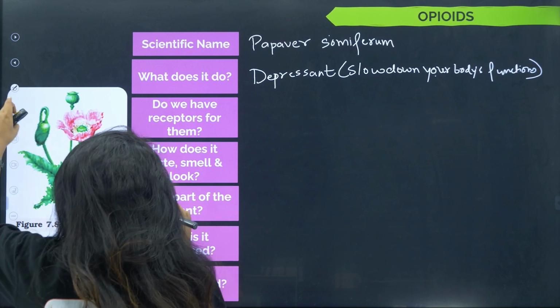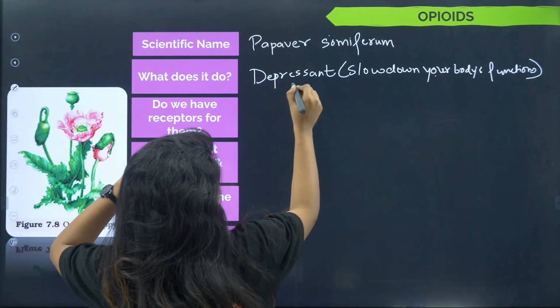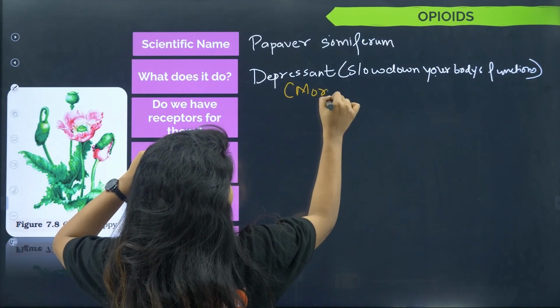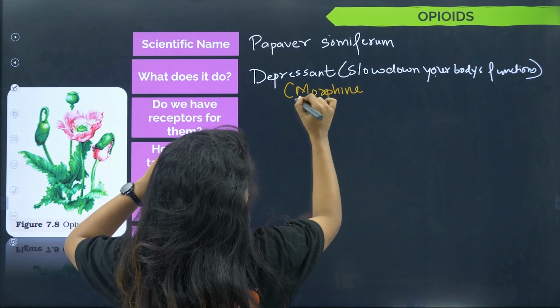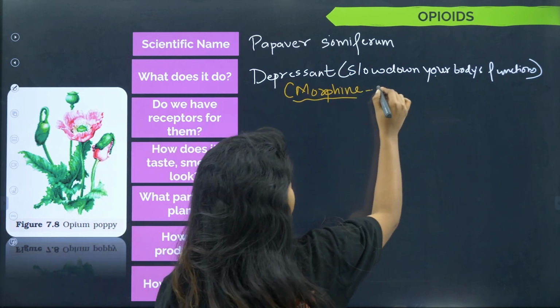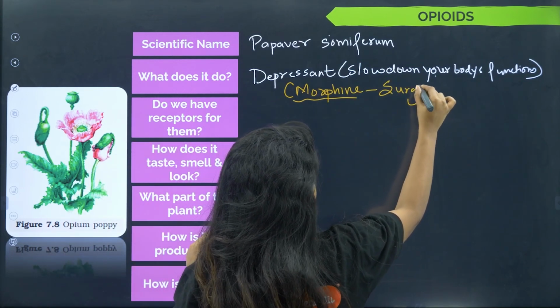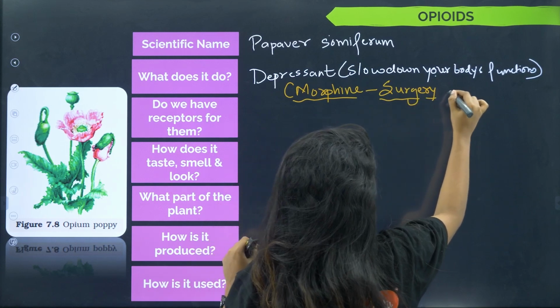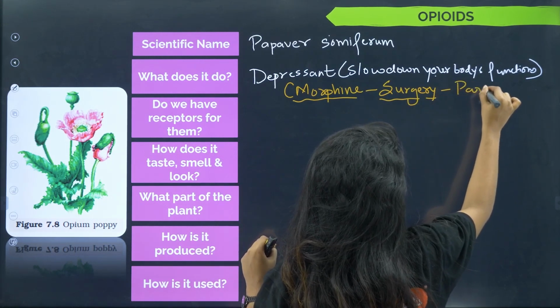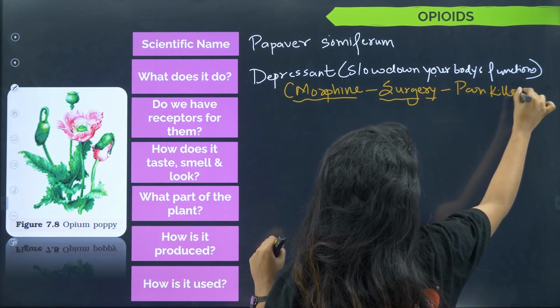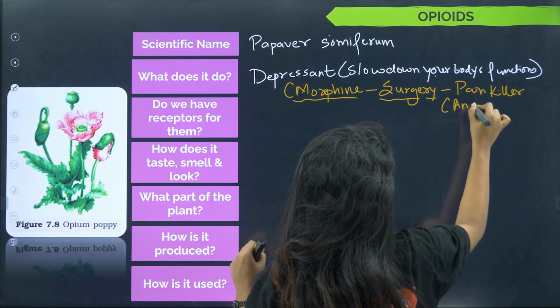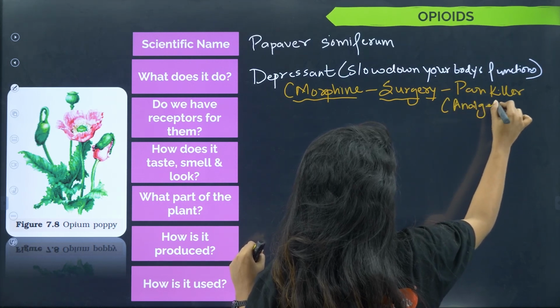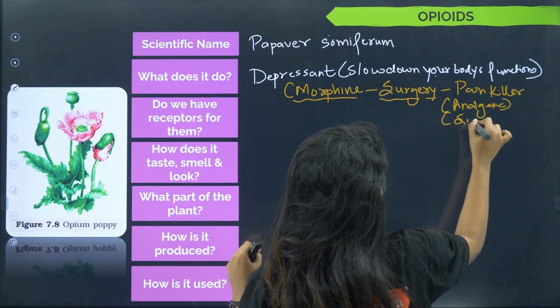I am just writing over here so that you remember it together. It's written elsewhere in your NCERT, but I want you to remember. So morphine is used after surgery because it acts as a painkiller. Painkiller, scientific term, what do you say? Analgesic. Or it acts as a sedative.